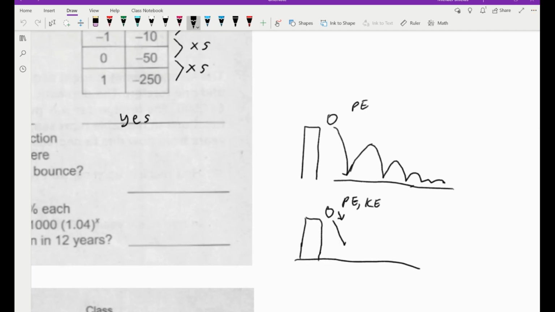Okay. I apologize that the screen flickered there. I had to reboot my computer for a second.